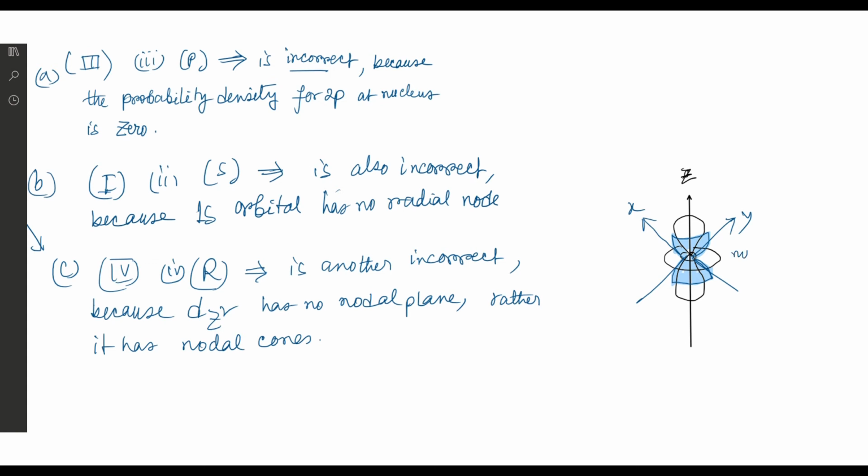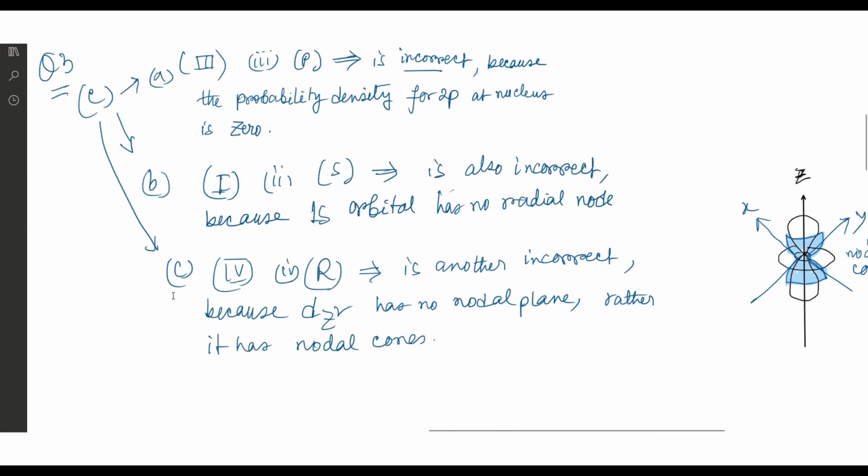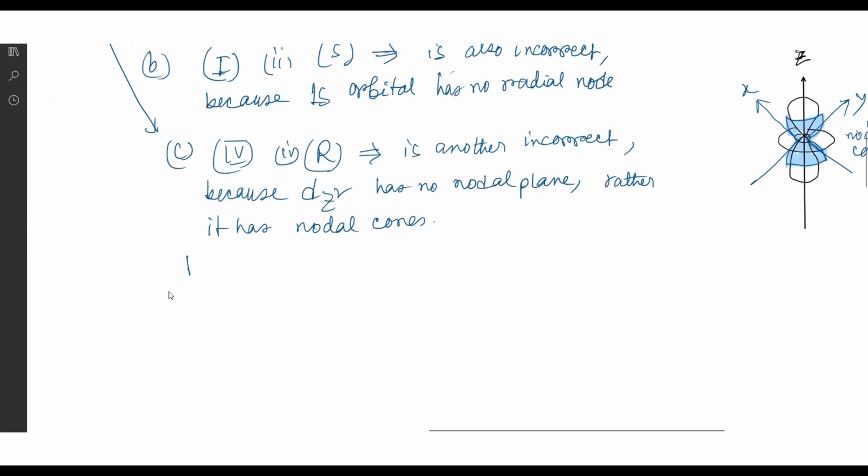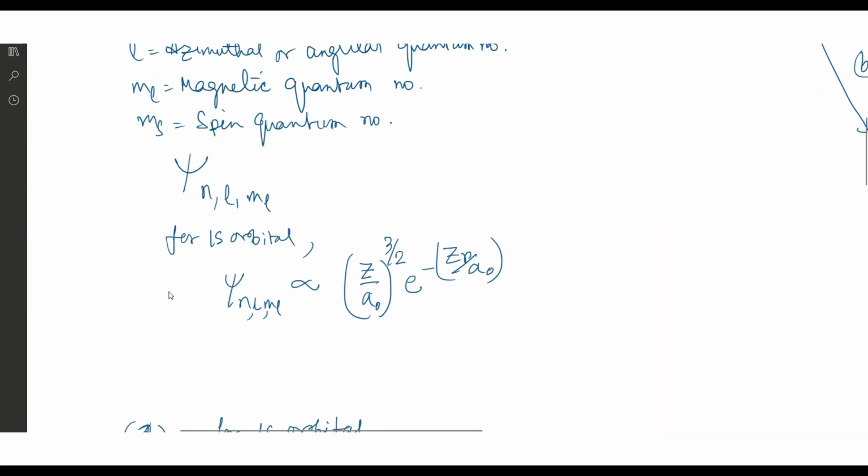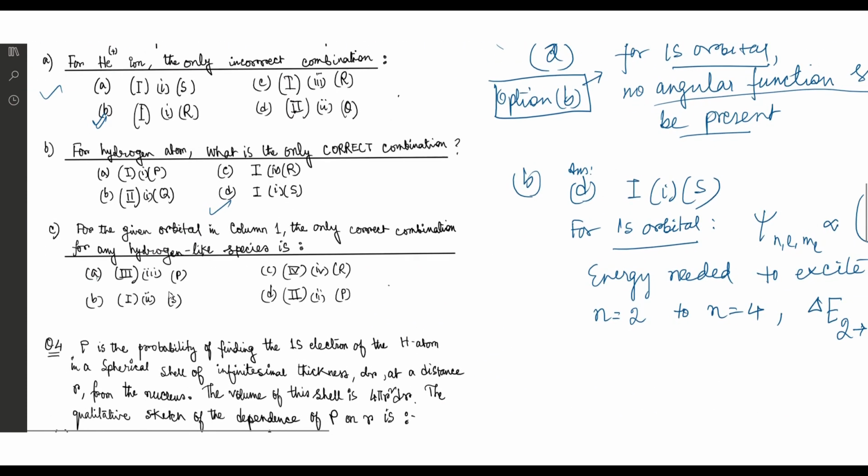These are nodal cones. Okay, it is nodal cones, not nodal planes. So you understand? Therefore D should be correct one. But why? I am making it explain to you. D, what they give? You see the table? D is given 2s, 2p.